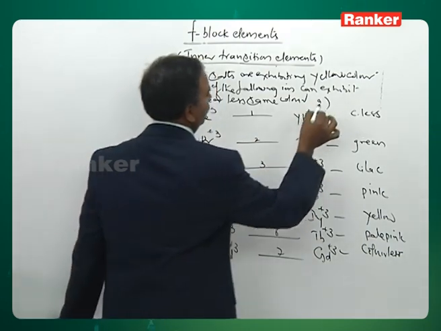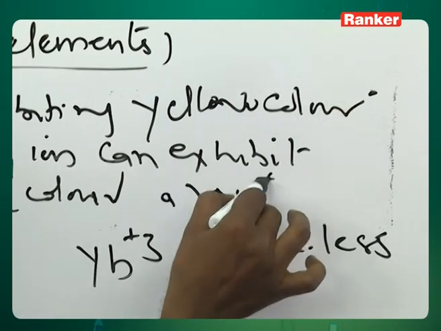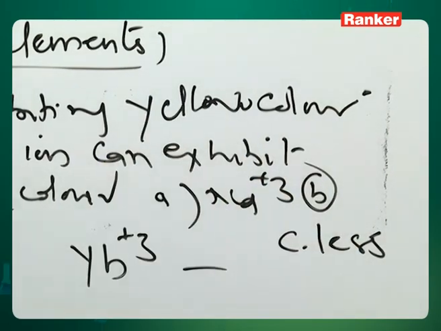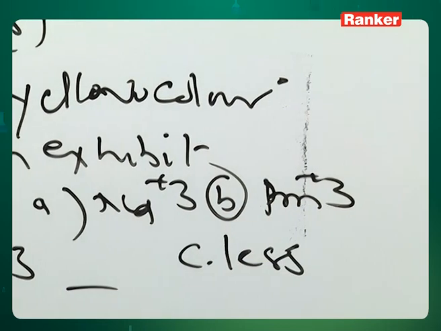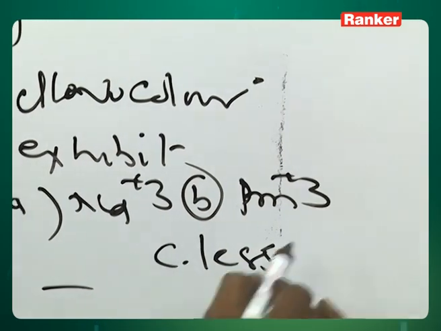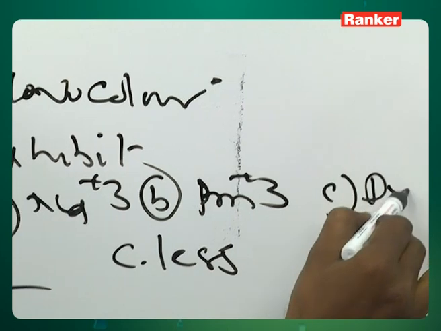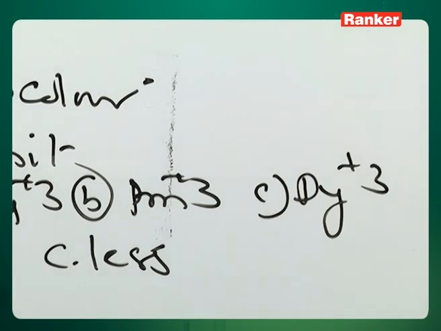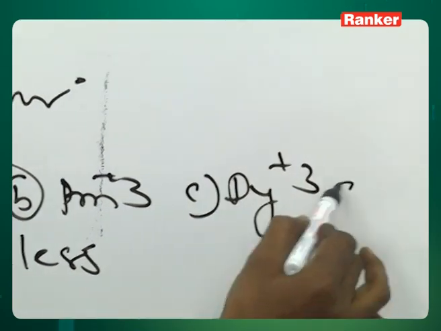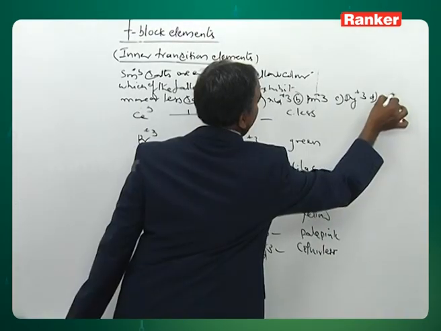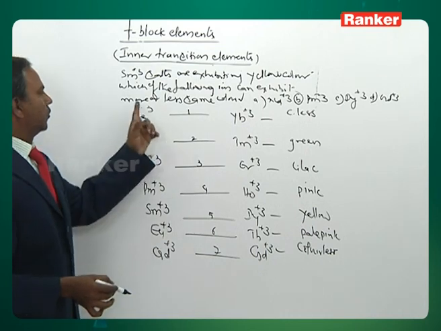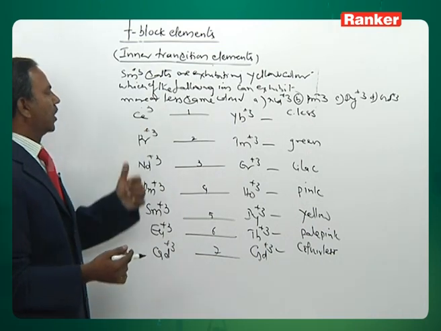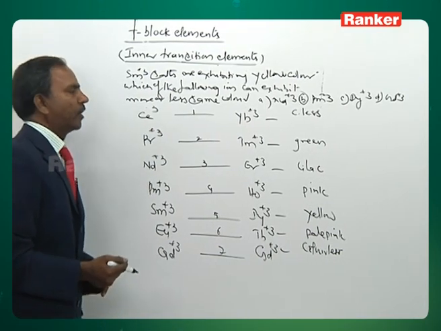Now neodymium +3, let me write neodymium +3, and again you can take promethium +3. Check it, samarium opposite dysprosium. Let me take dysprosium +3, and you take gadolinium +3. Like this, samarium +3 salts are exhibiting yellow color. Which of the following can exhibit more or less identical or more or less the same color?